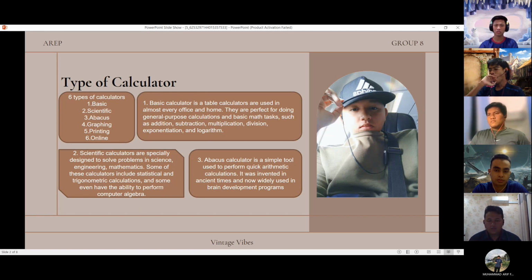Abacus calculator is a simple tool used to perform quick arithmetic calculation. It was invented in ancient times and now widely used in brain development program.